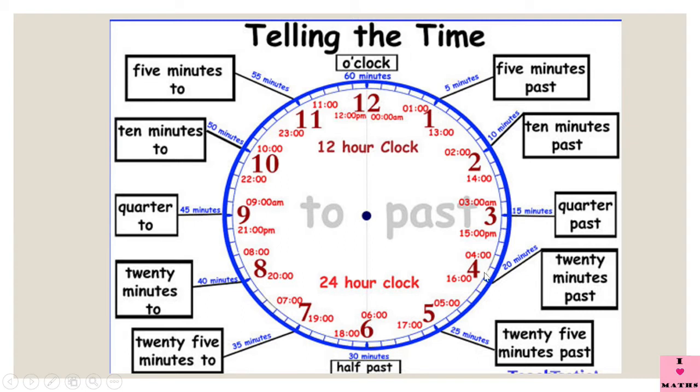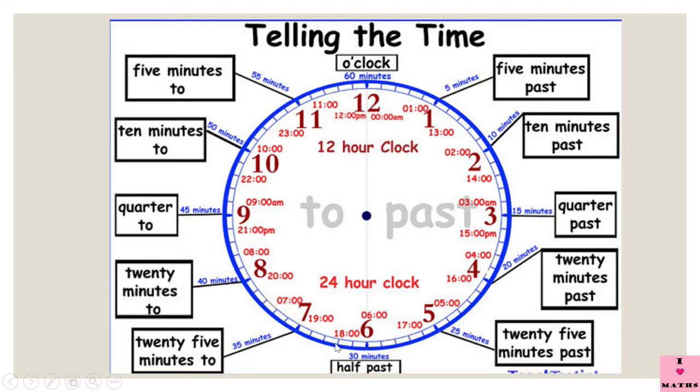Okay. When the minute hand has reached 6, we call the time half past. Why do we call the time half past? Because the minute hand has traveled half of the clock after 12. So it is called half past.